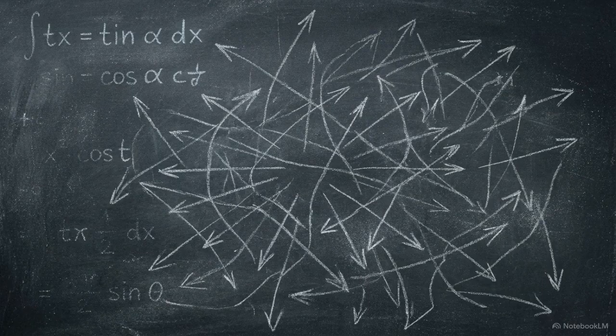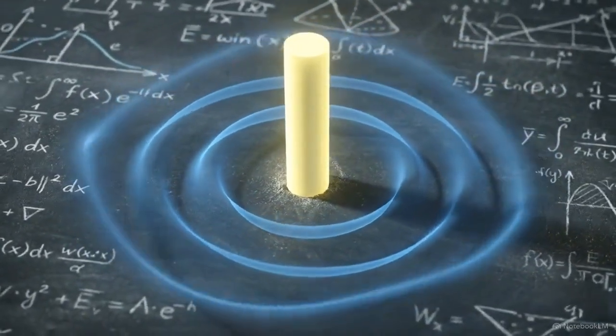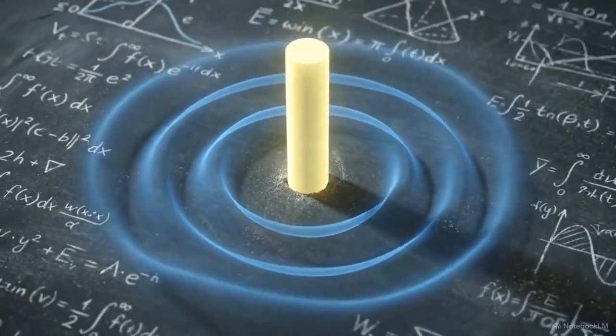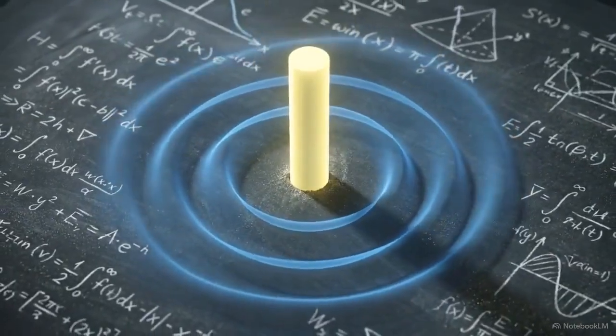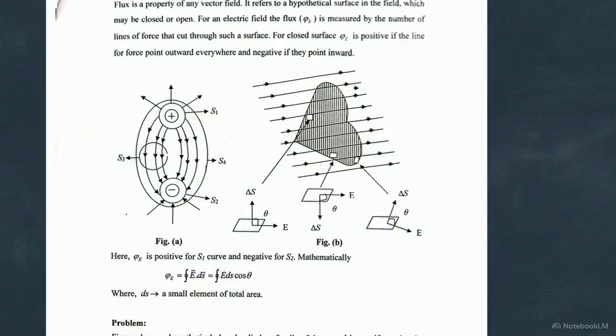Is there a way to determine the total field without manually summing every individual vector? Instead of summing discrete forces, we can visualize the field as a continuous flow radiating outward in all directions. This shift in perspective leads to the concept of electric flux. We define flux as the number of field lines that pass through a hypothetical surface placed within the field.